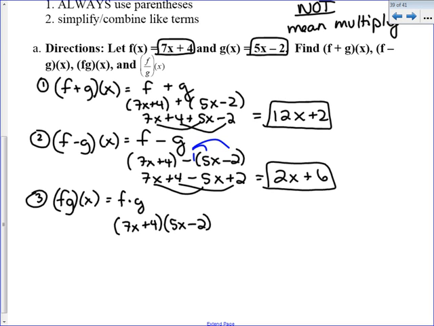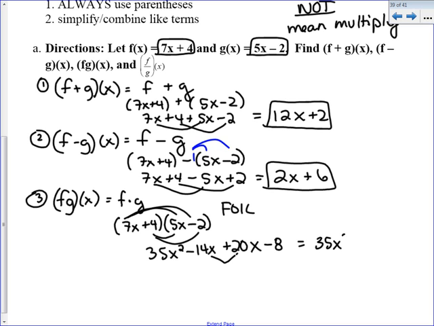What type of problem is this? I have a binomial multiplied by another binomial. How do I multiply those? What's that process called? Foiling. It is a type of distributing, but this is really a FOIL problem. So my first, outer, inner, last. So I have 35x squared minus 14x plus 20x minus 8. And if I combine my like terms, 35x squared plus 6x minus 8.